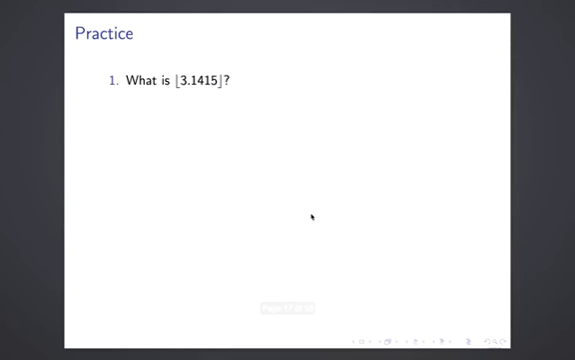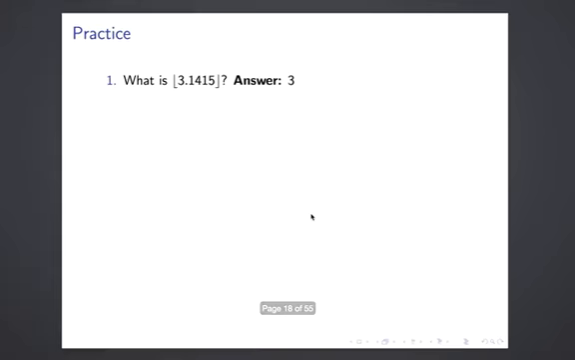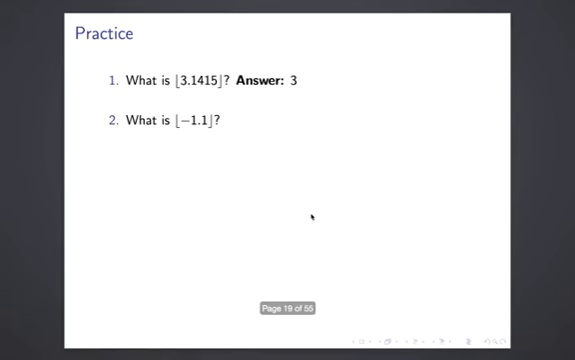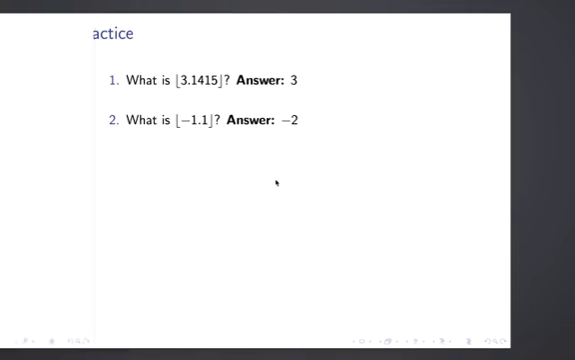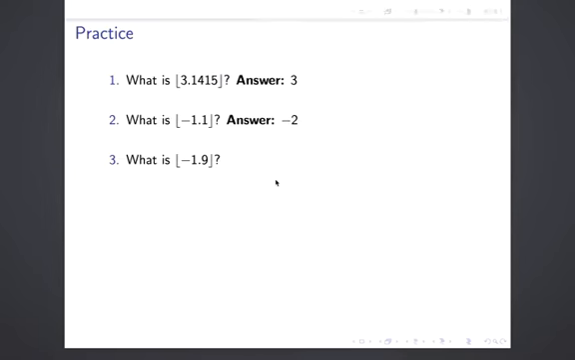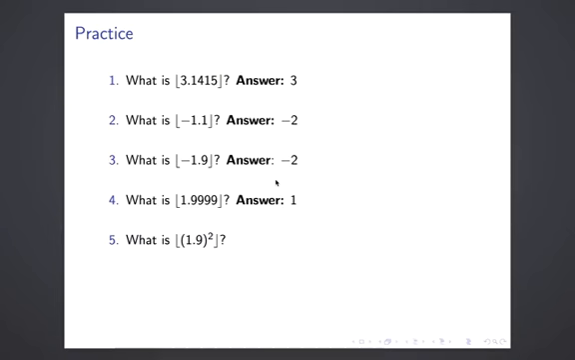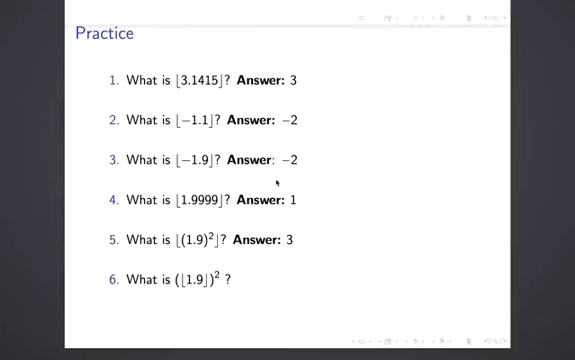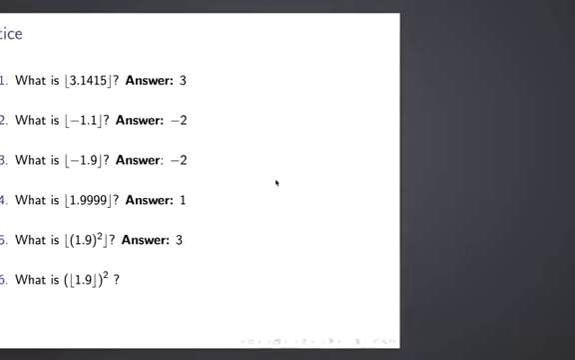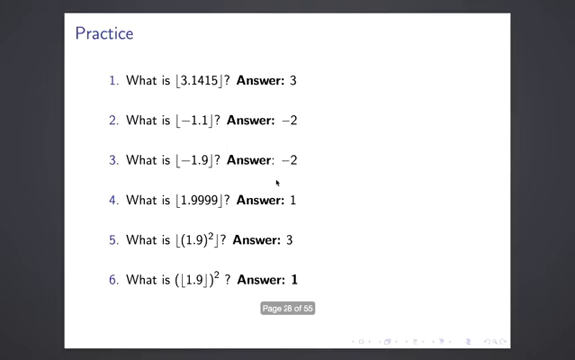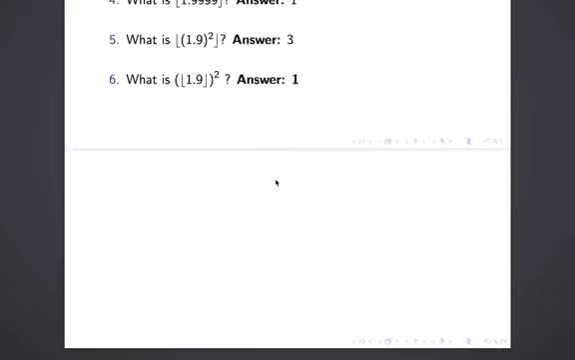So with that out of the way, now we have floor of 3.1415 is 3. Floor of negative 1.1 is negative 2. For the same reason, the floor of negative 1.9 is negative 2. What is the floor of 1.999? Well, it's 1. You're rounding down. What is the floor of the quantity 1.9 squared? The answer is 3. What about if you square the whole floor of 1.9? There the answer is 1.